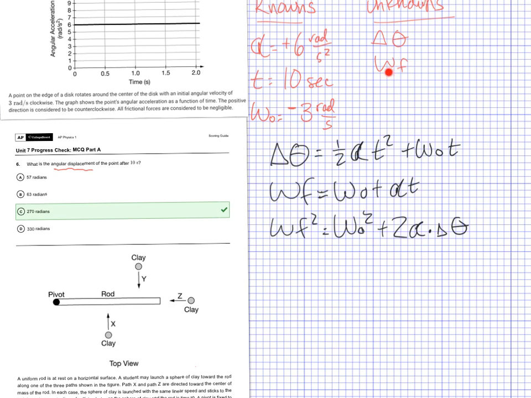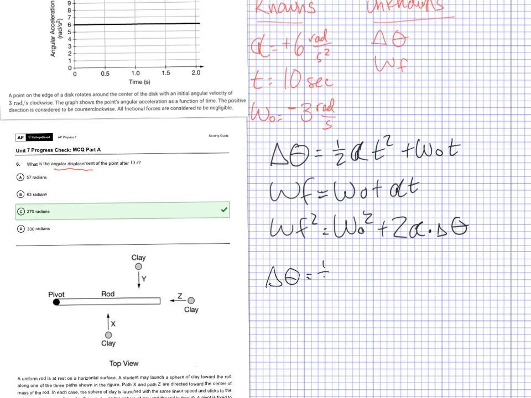But then if you look at your other unknowns, I don't know omega final. And so if I don't know this and I don't know this, that's not going to be very good for solving. That's 2 unknowns in the same equation. So I'm going to be steered towards this equation and just kind of going through making sure I have everything. I know the alpha value, I know the time, I know the starting velocity. So I have everything I need to solve that formula.